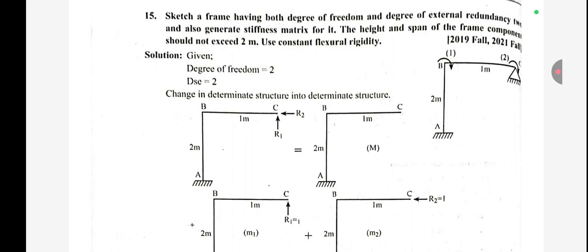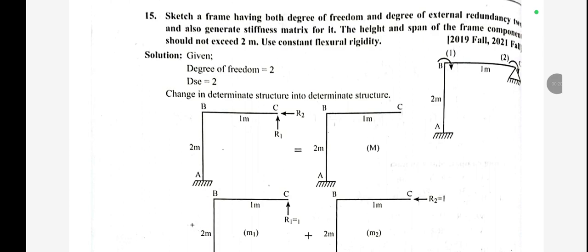So we have a question, and this question is taken from the Pokhara University 2019 fall and 2021 fall. So this question will be very important for your final examination. So we have a question, we have a given frame, okay.